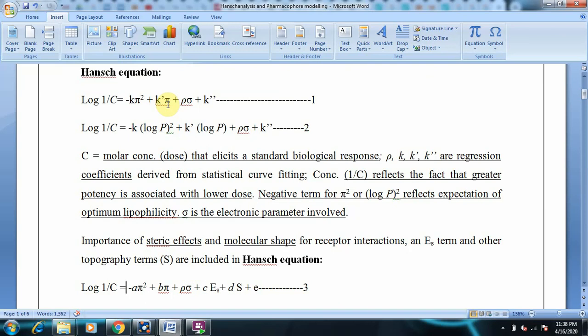Either it will be hydrophobicity and electronic parameters, but the importance of steric effects and molecular shape was introduced later. The importance of steric effects, that is the bulky group effects, as well as molecular shape for receptor interactions was included into Hansch's equation. So the equation has changed to log 1 by C is equal to minus a pi square plus b pi plus rho sigma plus c Es plus d S plus e.